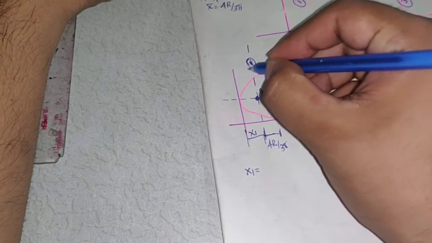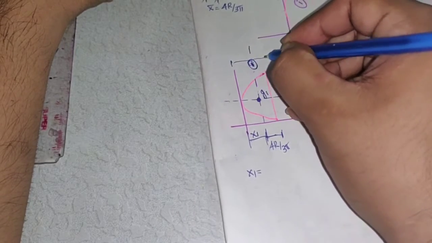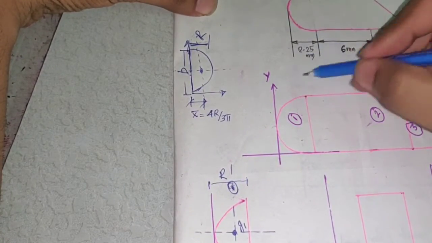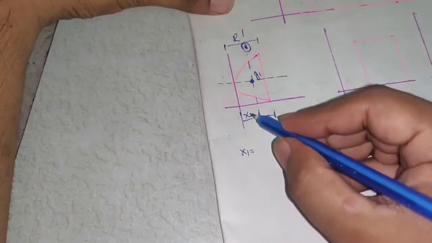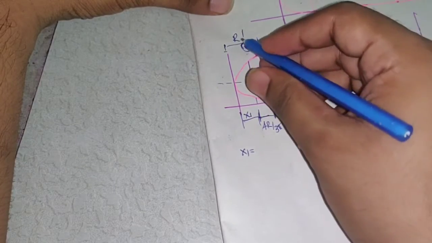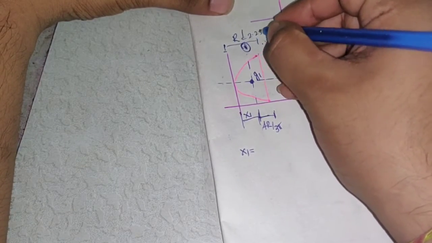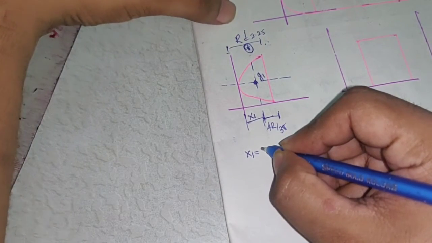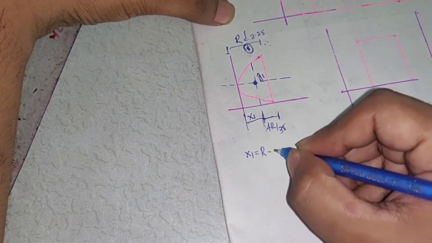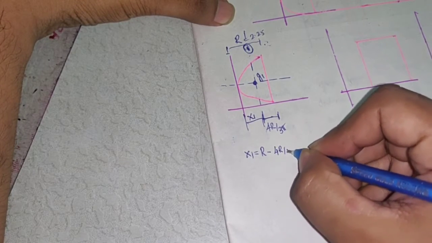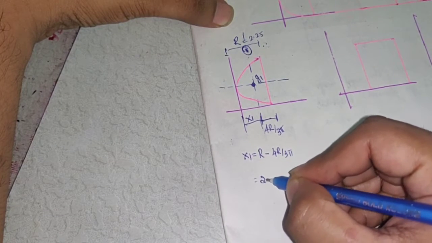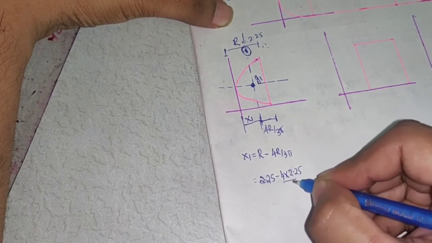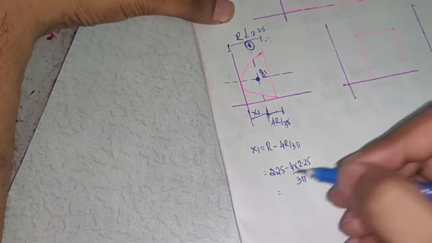So I know this complete thing. This distance is called the radius. How much is the value of r? The value of r is 2.25. So if this complete distance is 2.25, then what will be x1? This 2.25 is nothing but the radius. So x1 distance will be R minus 4r by 3 pi. That will be 2.25 minus 4 into 2.25 divided by 3 pi. So this will be your value of x1.